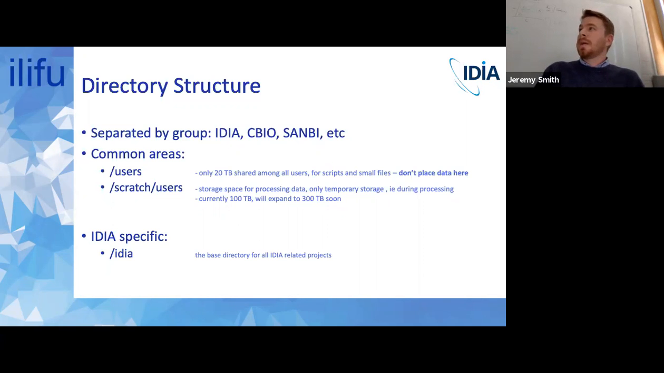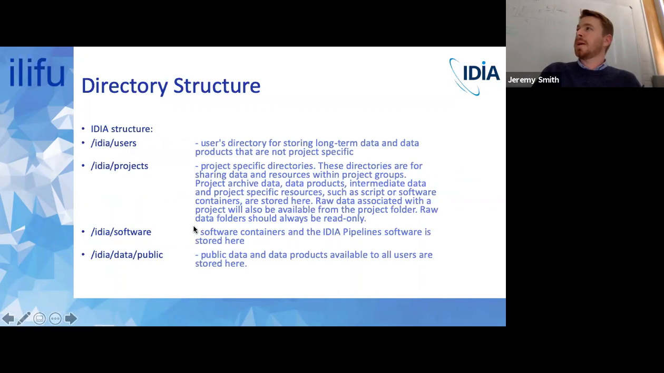The rest of the data structure is group specific. IDIA is related to the astronomical users, CBio is computational biology, and SANBI is also bioinformatics. The directory structure is divided up for the IDIA users. For example, there's a larger user space at /idia/users where you can store data products that are specific to your user. There are also project spaces under /idia/projects, where you'll get the Thundercat project, the Mighty project, and other projects.